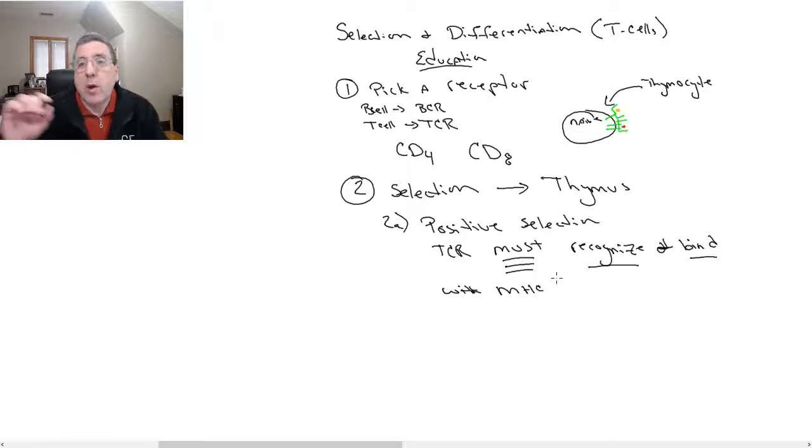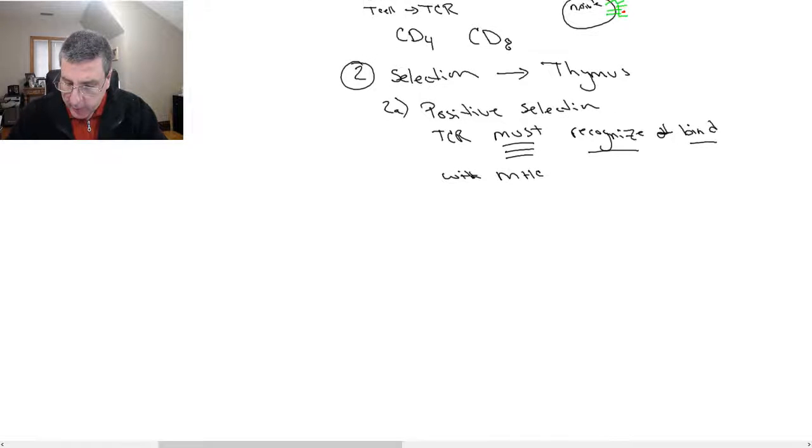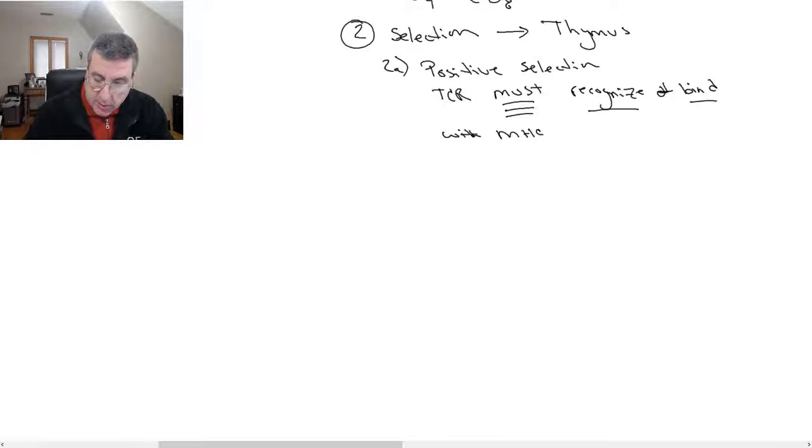All right, so at this point, if they are able to recognize and bind with an MHC platform, they can go on to the next phase. So they live. If they cannot bind with that receptor or they do not recognize the MHC, they die. They kill themselves, okay? So that's a pretty tough standard on this one. The next step, assuming they pass, we'll just call that 2B, and this is going to be negative selection.